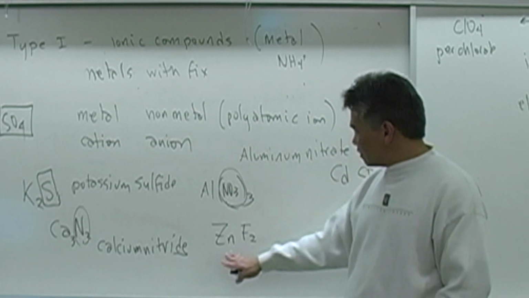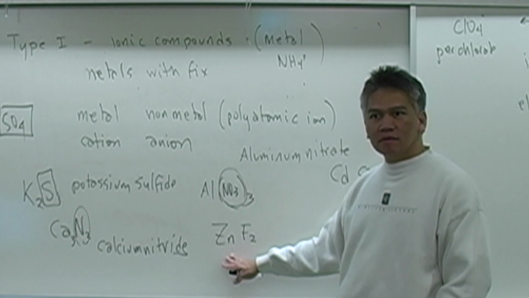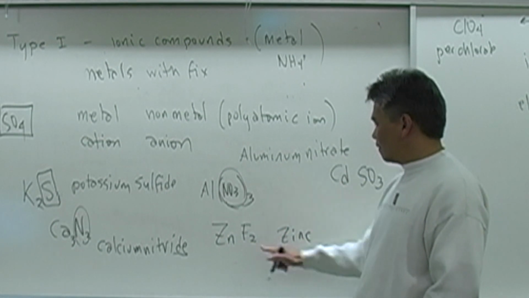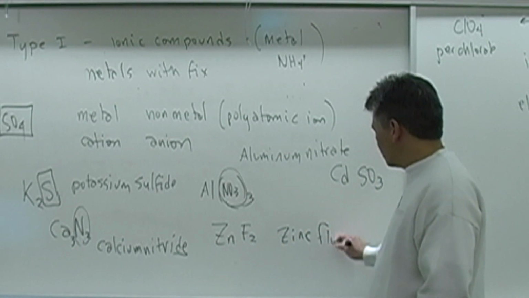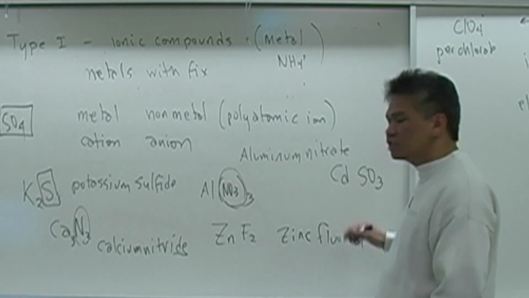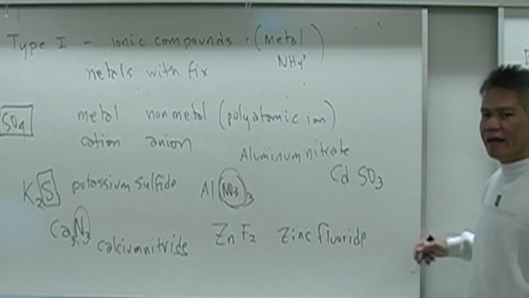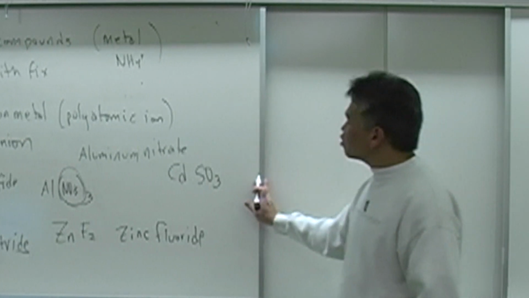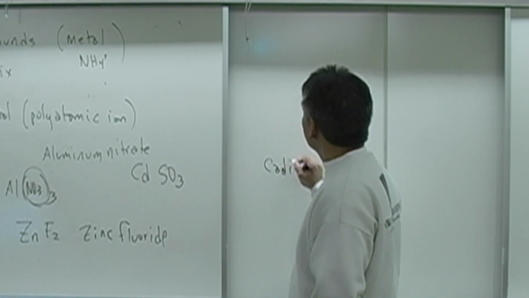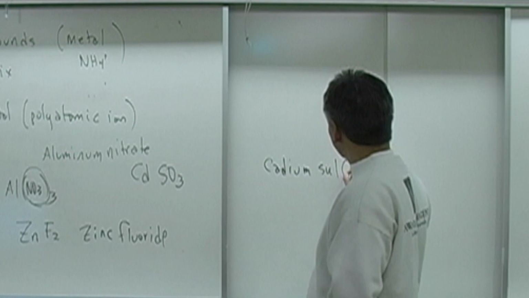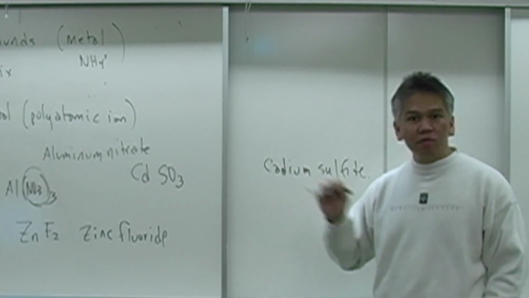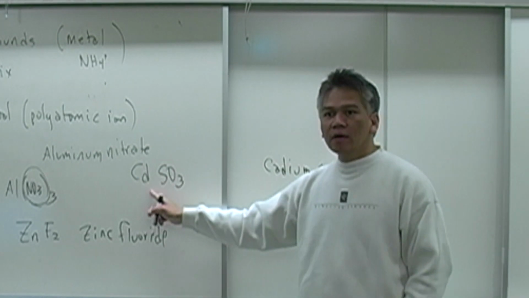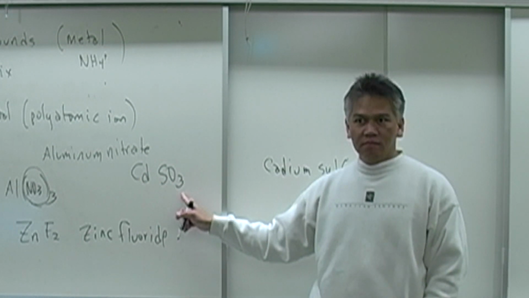Okay. How about this guy? What would that be? Zinc fluoride. Zinc fluoride. That's just it. How about this guy? Cadmium. What's SO3? Sulfite. Exactly. Cadmium sulfite. You notice I just say the metal and then the anion.